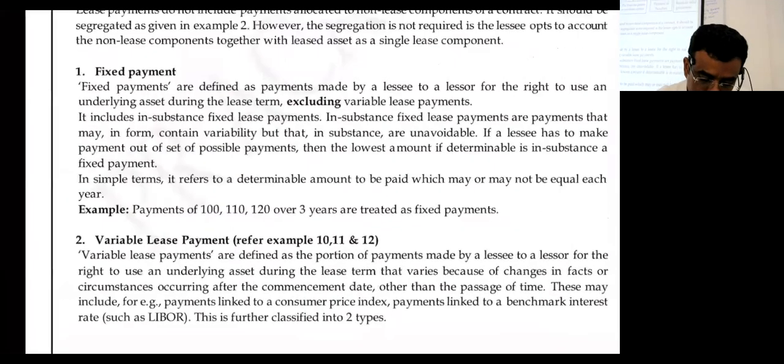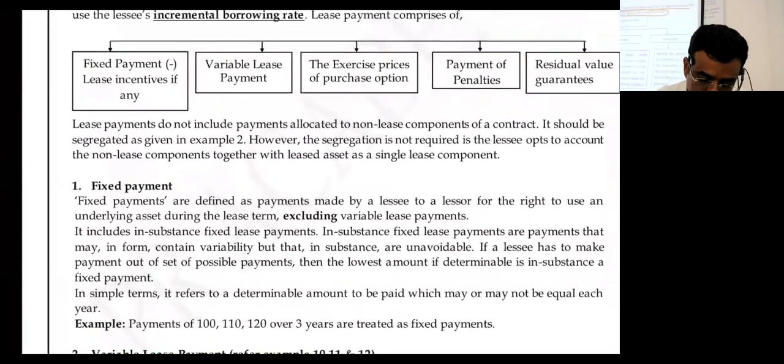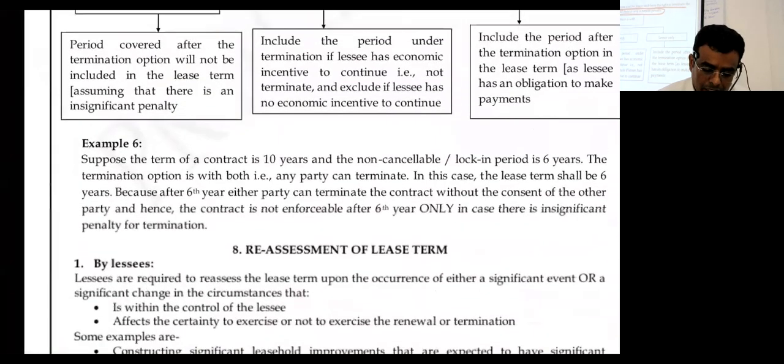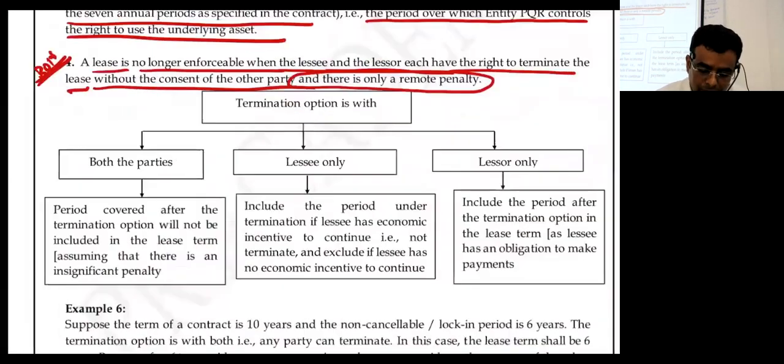What is that portion? Page number 1, sir. Termination option. That is, a lease is no longer enforceable when the lessee and lessor each have the right to terminate. I may want to terminate, you may want to terminate. So there are no enforceable rights. Why not ask to terminate?